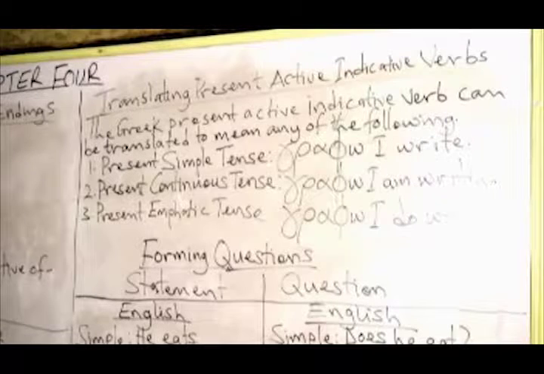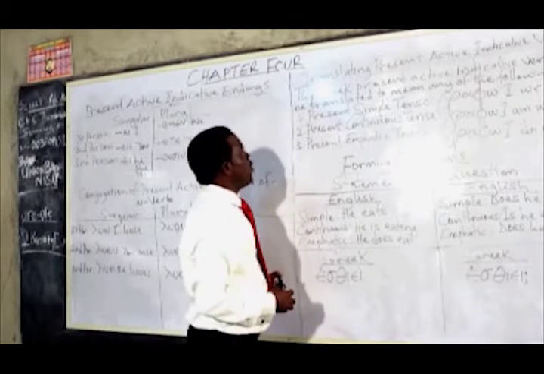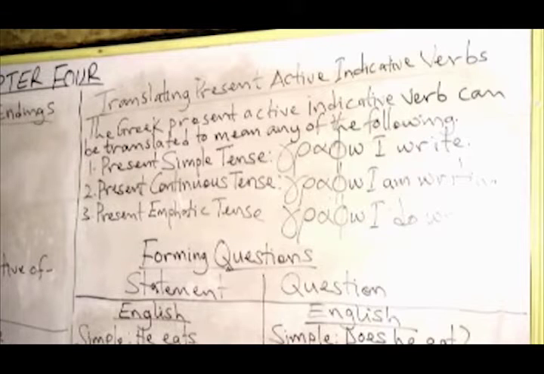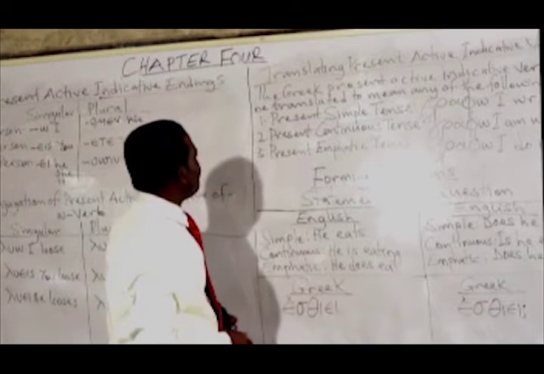That will take us to the translation of present active indicative verbs. I want to look at the various ways that present active indicative verbs have been translated. The Greek present active indicative verb can be translated to mean any of the following in English. In English we have present simple tenses, present continuous tenses, and present infinitive tenses. All are present. Let's take them one by one and see how we can translate it.